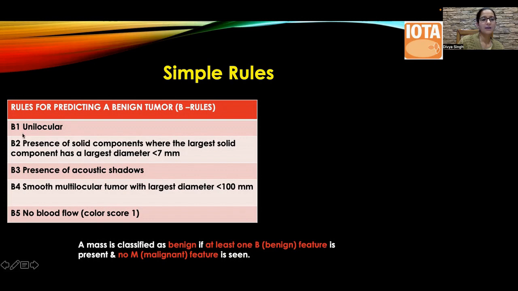B1 is presence of a unilocular lesion. B2 is presence of solid component where the largest solid component has a largest diameter of less than 7 millimeters.